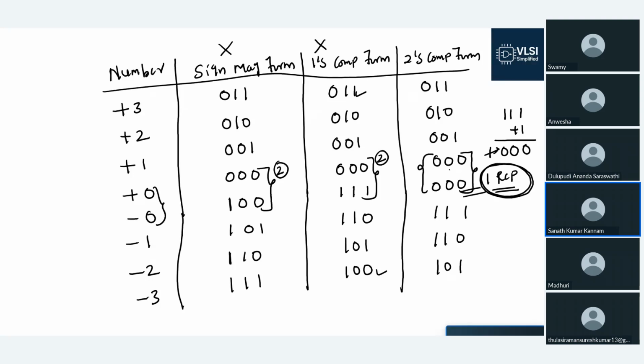But for 2's complement form, you have only 1 representation. That's why negative numbers are represented in 2's complement form, whether in a computer, in the Verilog language, or in any programming language like C or C++. In Verilog, negative numbers are represented in 2's complement form. So that you need to remember. Okay, so this is about sign magnitude, 1's complement and 2's complement.